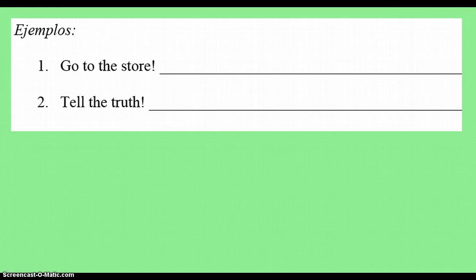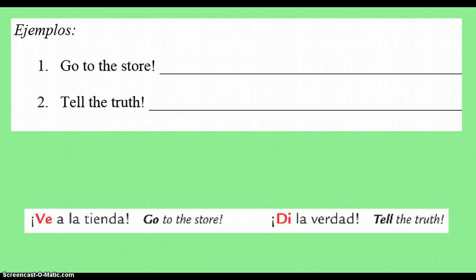Let's go ahead and do 2 examples with these irregular forms. Go to the store and tell the truth. Go ahead and pause the video to see if you can figure out these 2 examples on your own before we check them. Go to the store. Ve a la tienda. Tell the truth. Di la verdad.